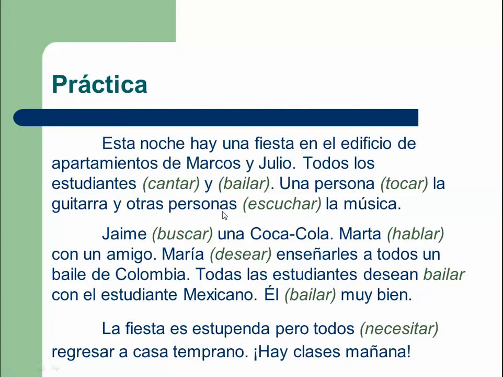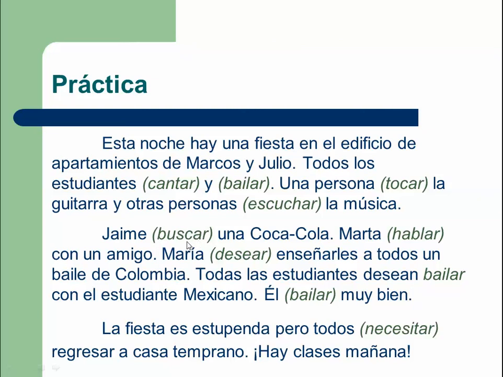Y otras personas. Okay, now we're plural again. Otras personas, other people, listen to the music, right? We just learned they right up here. So cantan y bailan. So this one's going to be escuchan. Y otras personas escuchan la música. Muy bien. So Jaime, that's one person now. He, she, or it. Jaime.